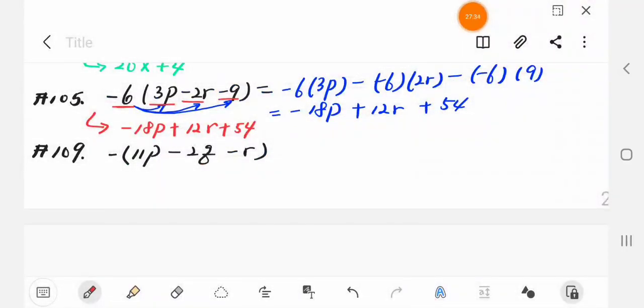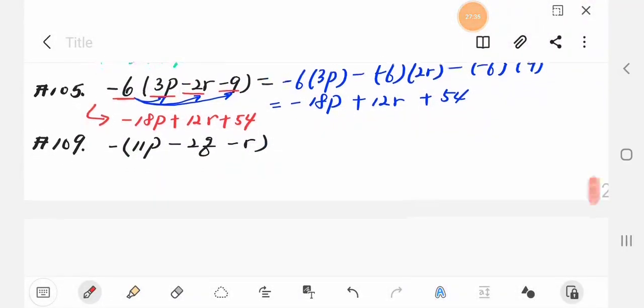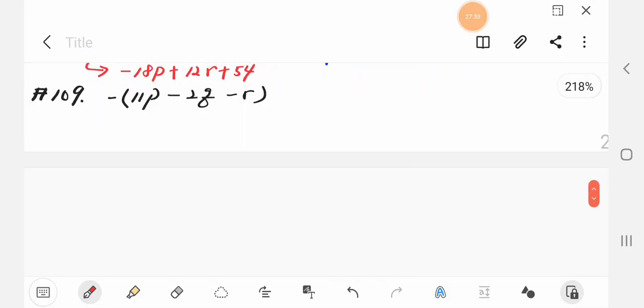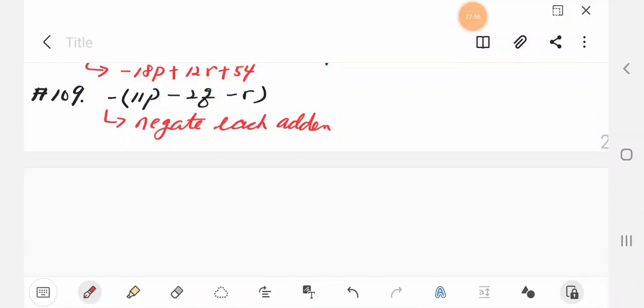Okay, the last question, number 109. The parenthesis contains a negative sign outside. So this means negate each addend, right? Each addend. Addend means the number, the plus and minus, so all the terms. Addend means terms. So we will change the sign. Negate means change the sign of each addend.